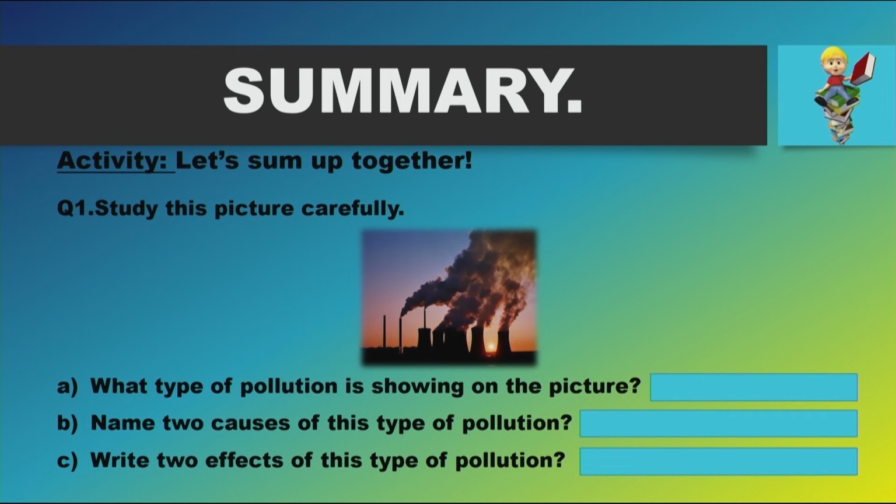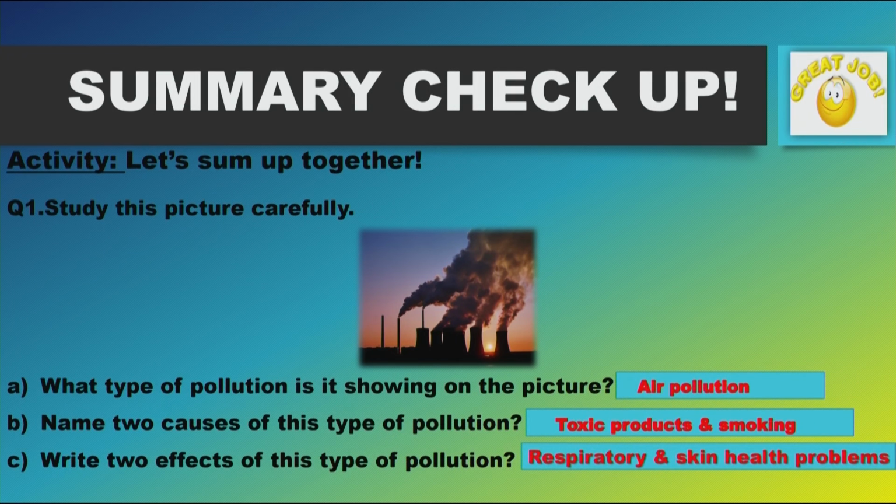So I'm very sure your answers are ready. We're going to see how well you have answered these questions. So there you go. The picture was showing air pollution. You were correct. That's very good. So 2 causes of air pollution are toxic products and smoking. But of course, if you have other answers that you have seen on the list, which are correct, it will be good. And last but not least, 2 effects of this type of pollution. We have the respiratory and the skin health problems. I'm so proud of you. I'm very sure you got all correct.